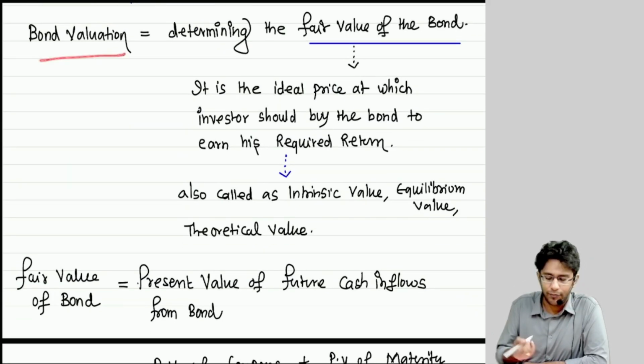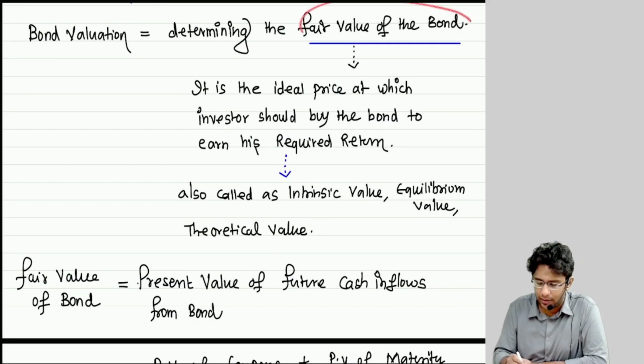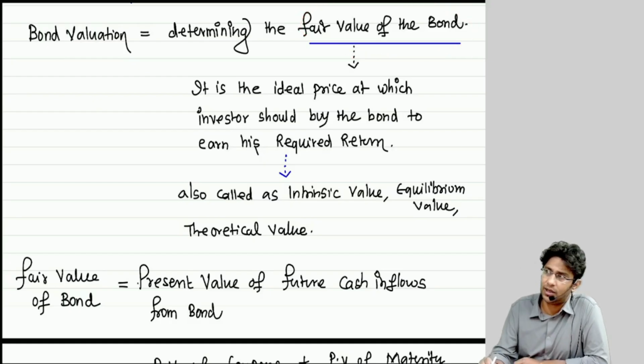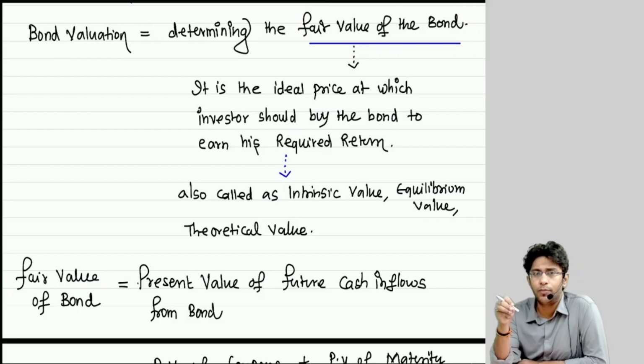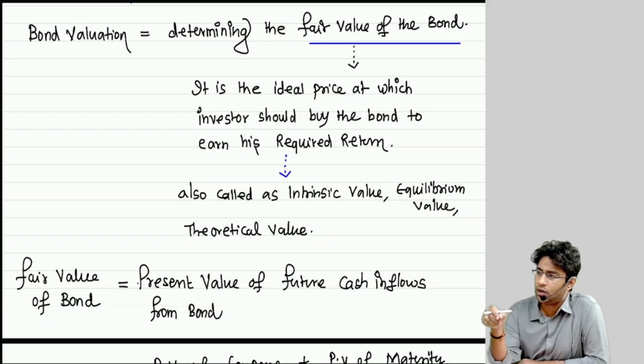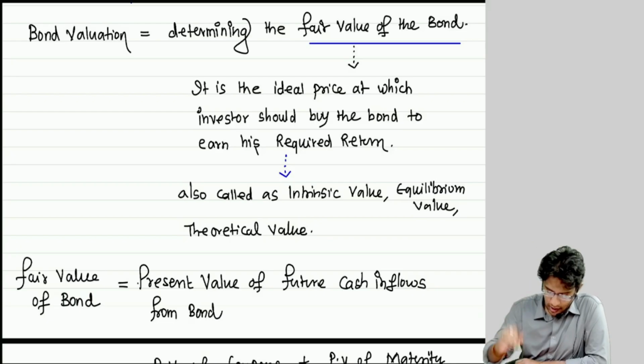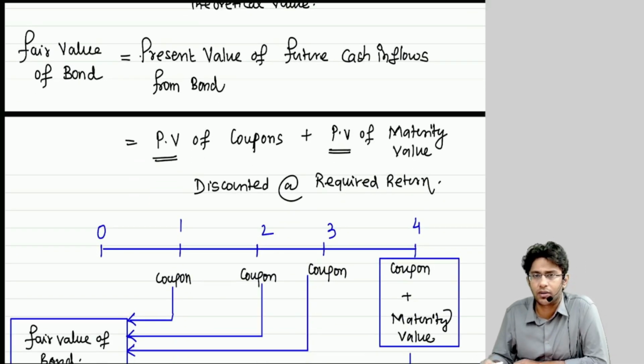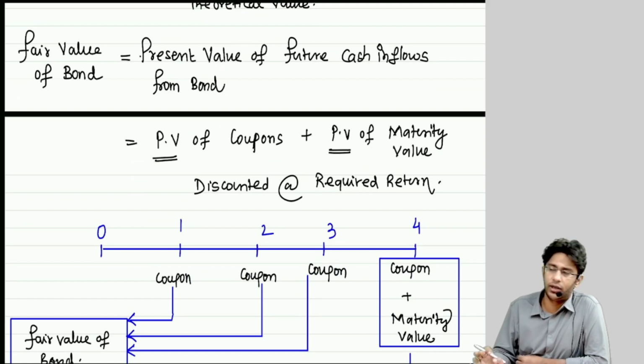So, what is the meaning of bond valuation? Bond valuation is nothing but determining the fair value of the bond. Now, what is fair value of the bond? Fair value of the bond basically means identifying how much amount an investor should put in the bond in order to earn his desired required return. So, next question, how to compute fair value? Fair value is nothing but all future cash flows, whatever are there, happily discount it off to today, using which rate? Required return of the investor.